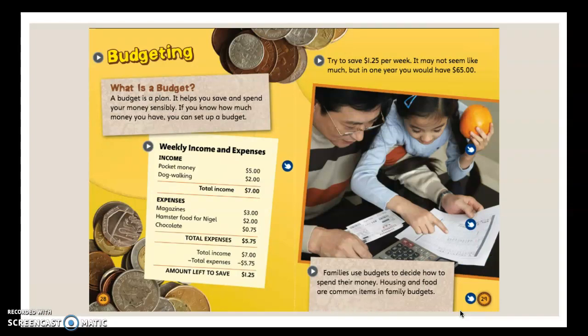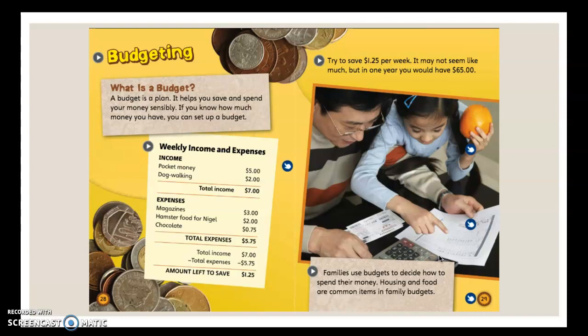In the book Money Matters, we're going to look at pages 28 and 29. I see that the purpose of these two pages is to explain budgets. I know that because the heading says budgeting, and there's images here I can look at that talk about budgeting. There's also a header, what is a budget? There's also captions that explain what is happening in the picture.